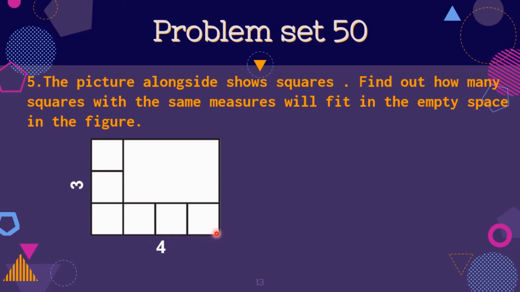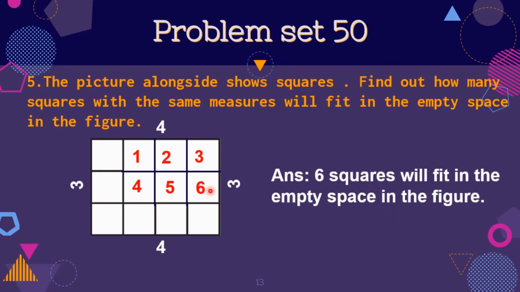As the opposite sides of a rectangle are equal, there will be 4 squares along this length and there will be 3 squares along this breadth. So to get that, let us extend these lines and we found that we can draw 1, 2, 3, 4, 5 and 6 squares of same measure in the empty space of this figure. So we write the answer as 6 squares will fit in the empty space in the figure.